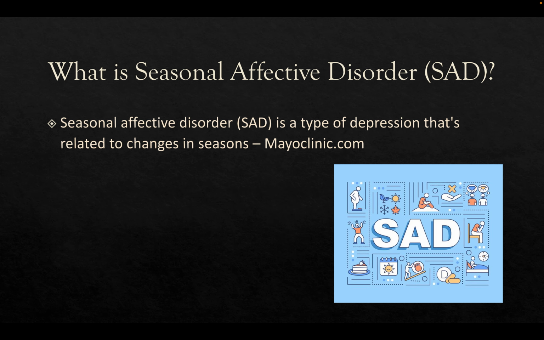All right, so what is seasonal affective disorder, otherwise known as SAD? You'll hear me refer to it as either seasonal affective disorder or SAD throughout this presentation today. They're interchangeable. Seasonal affective disorder is a type of depression that is related to changes in the season. This is according to MayoClinic.com. Typically, SAD begins and ends around the same time each year. For example, it may begin for someone in October and end in March, or maybe a different time period for somebody else. But it's typically around the same months, every year.